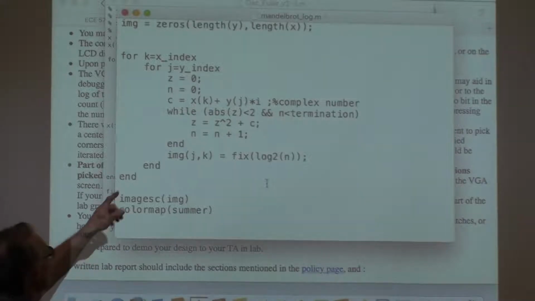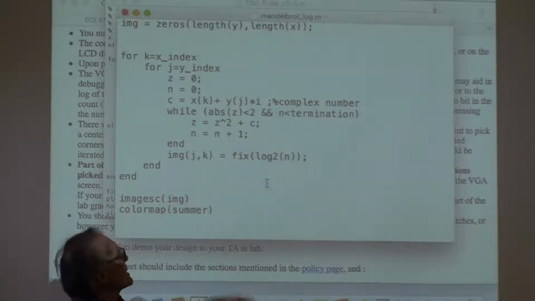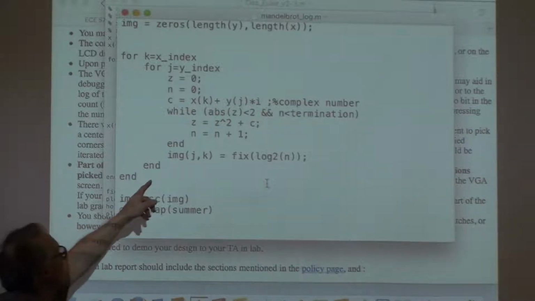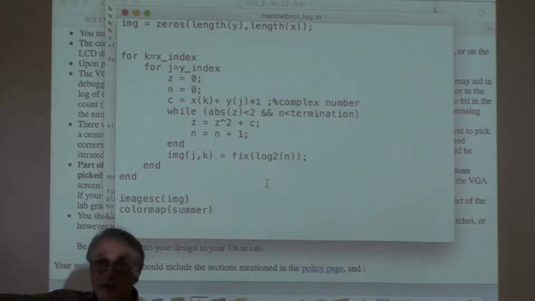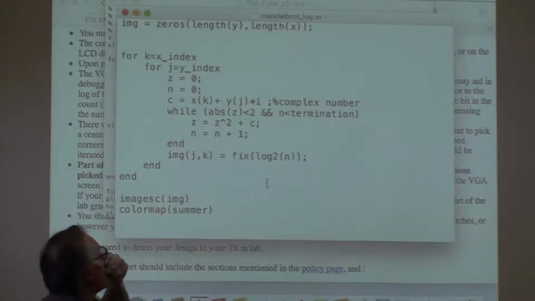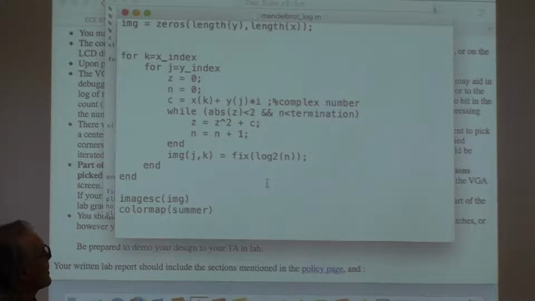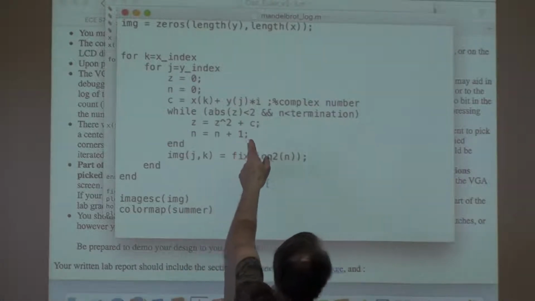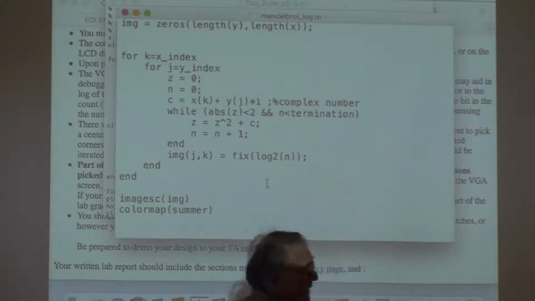And c equal to the complex number. I've never really cared for MATLAB's concept that i can be an arbitrary integer or it can be the square root of -1, but okay. And so we just do the iteration exactly in the form that we have it up there. We count the number of iterations that have been done, and if we're still less than 2 and we're below the termination, we keep going.